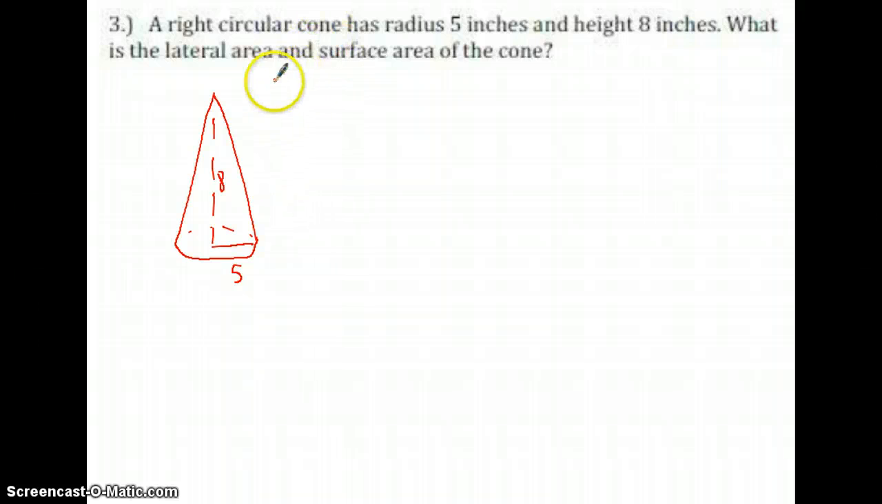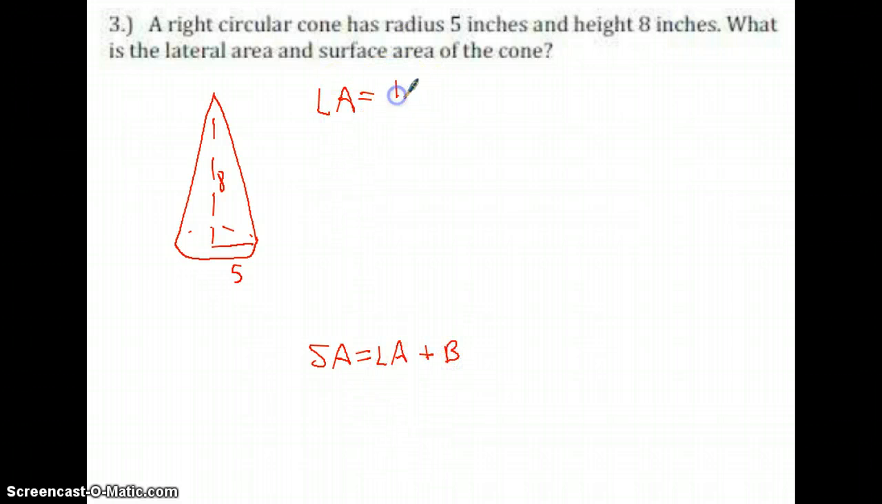Right circular cone has a radius of 5 and a height of 8. What's the lateral area? And what's the surface area? Let's do lateral area first, because surface area is just lateral area plus base. So I do need lateral area first. This is half PL, and P is circumference of the base, which is 2 pi r. Now with the L. L goes here, 5, 8.